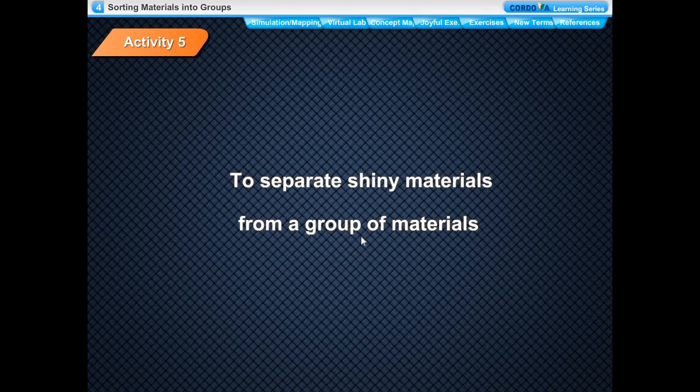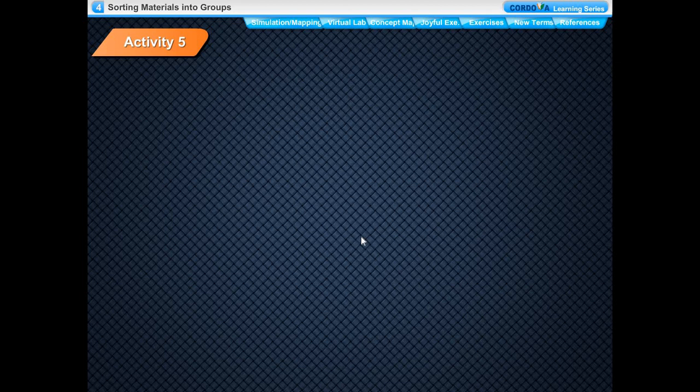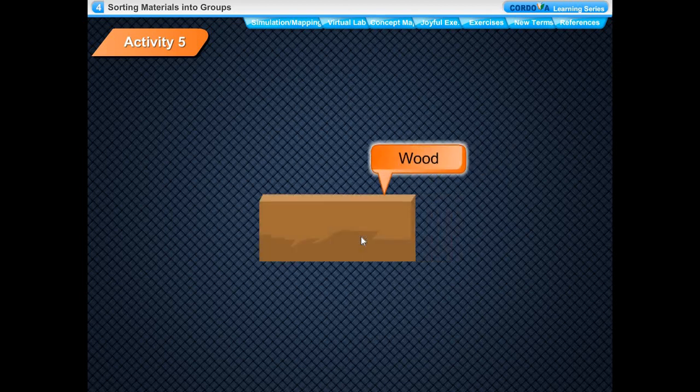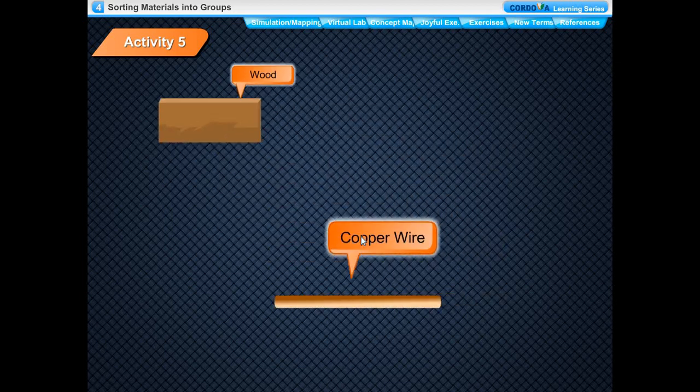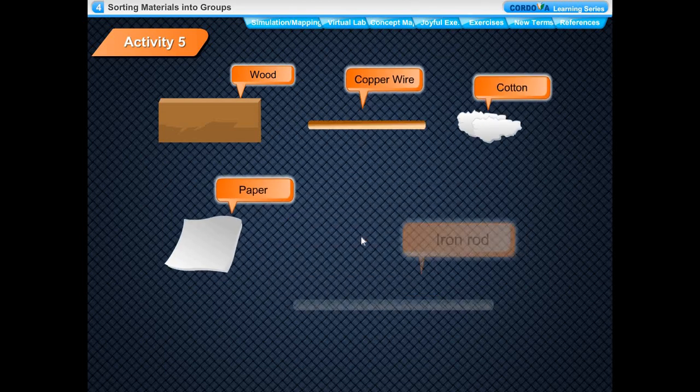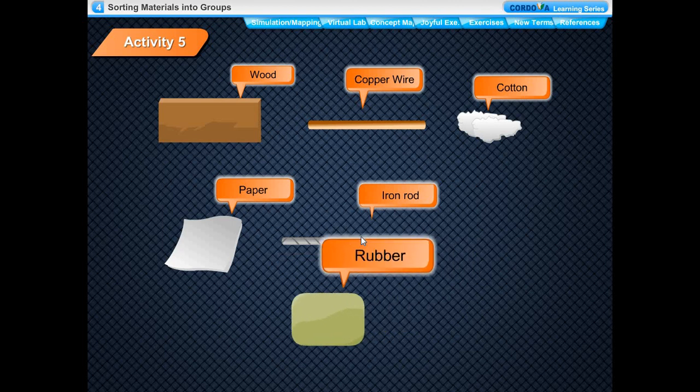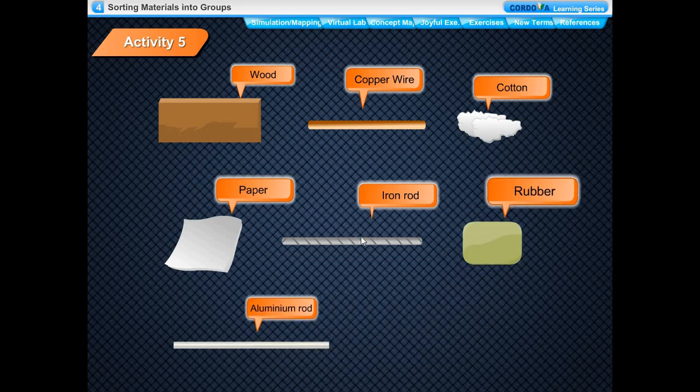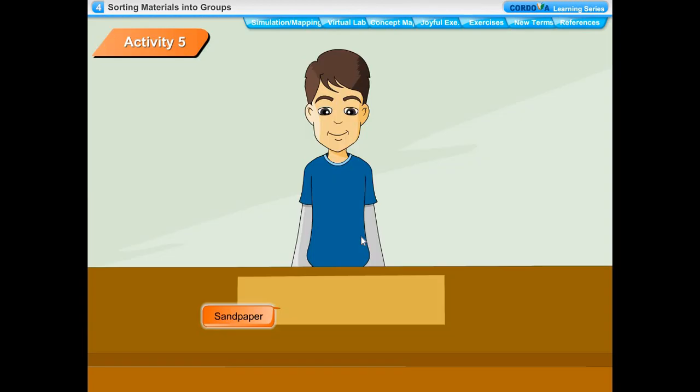Activity 5. To separate shiny materials from a group of materials. Things needed: wood piece, copper wire, piece of cotton, paper, iron rod, rubber, aluminium rod, and sandpaper. Method: rub the surface of each material with sandpaper.